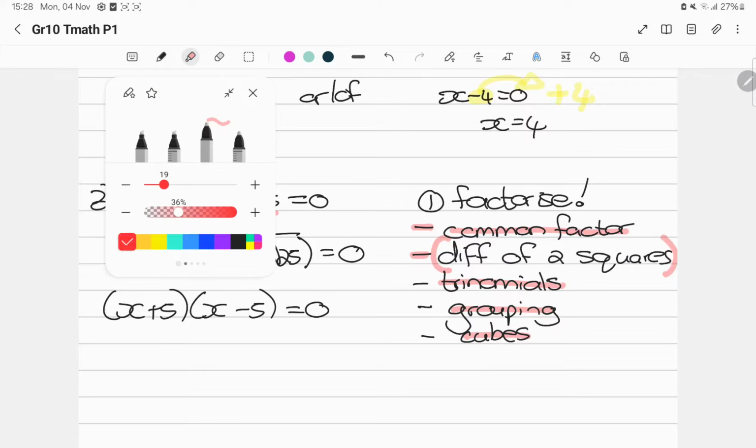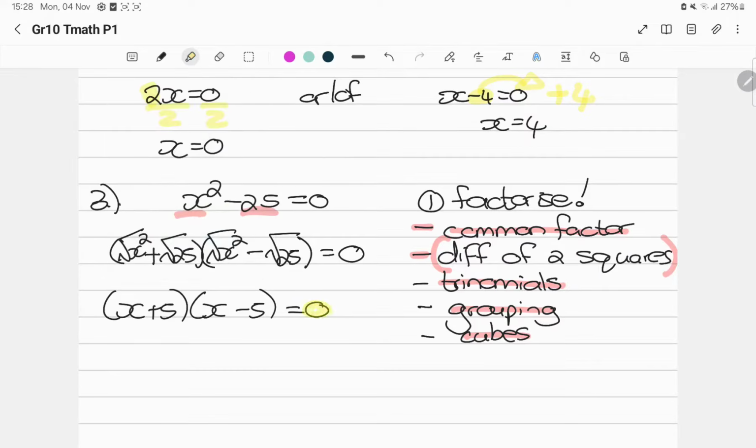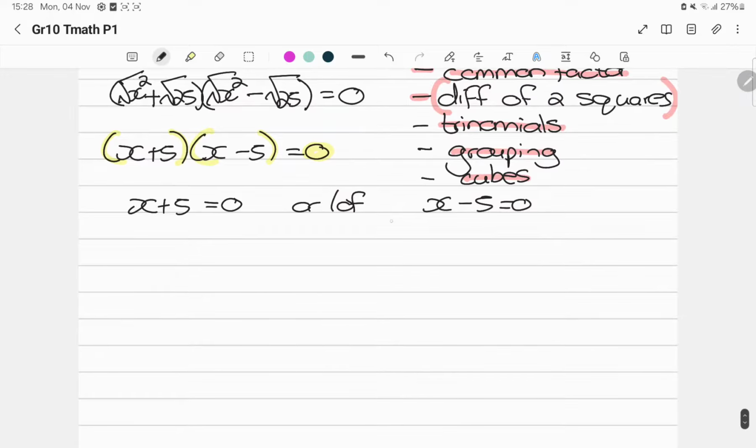Okay, great. Now this is factorized, but remember, you still need to get the value of x. So I go and find my two brackets. So the one bracket is going to be x plus 5, and my other bracket is going to be x minus 5. And I put it equal to 0. So I'm going to say x plus 5 equal to 0, or x minus 5 equal to 0.